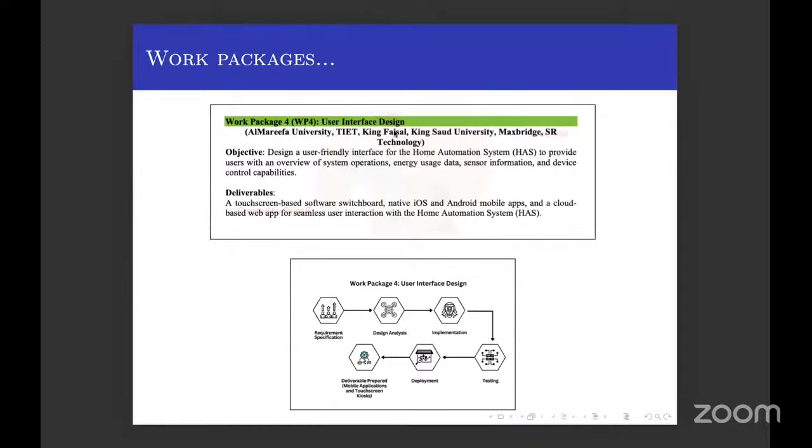Work package 4, user interface design. So here Amrita University is there, TIT is there, King Faisal University is there, MaxBiz Solution is there. So a lot of people are there. What is the objective of this work package? What are the deliverables at the end of this proposal? Okay, and this is the beautiful diagram I have made. This shows how it can be correlated with this.